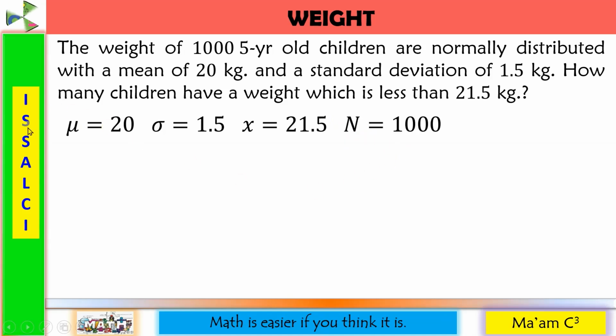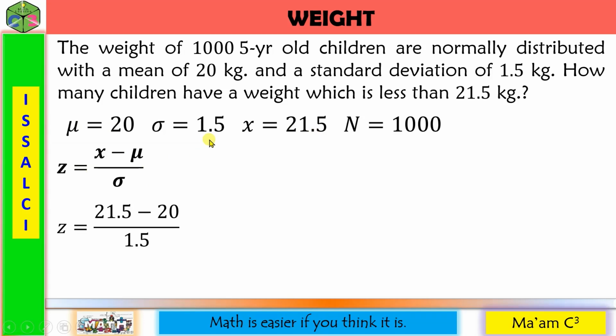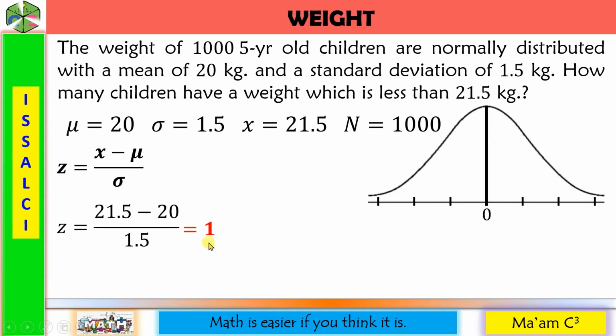Step 2, let us solve for the corresponding z value. Let us substitute 21.5 minus 20 divided by 1.5. 21.5 minus 20 is 1.5. 1.5 divided by 1.5 is equal to 1. Next step, let us sketch the normal curve. Let us locate positive 1. It's here. Let's label it.